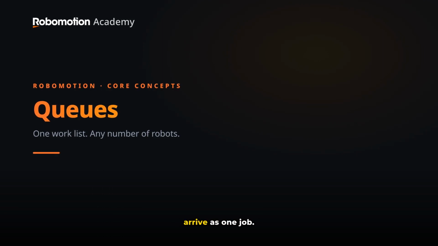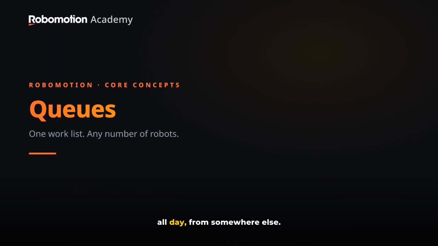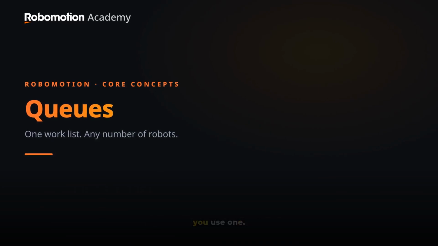Some work does not arrive as one job. It arrives as 100 small ones all day from somewhere else. A queue is where that work waits, and this is how you use one.